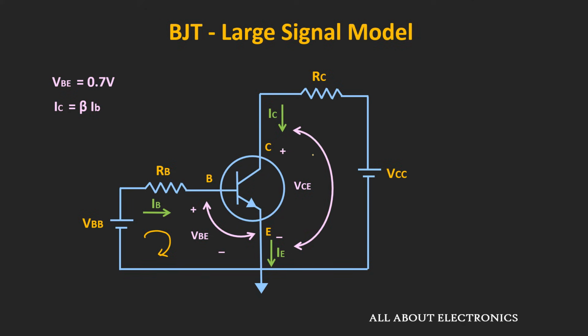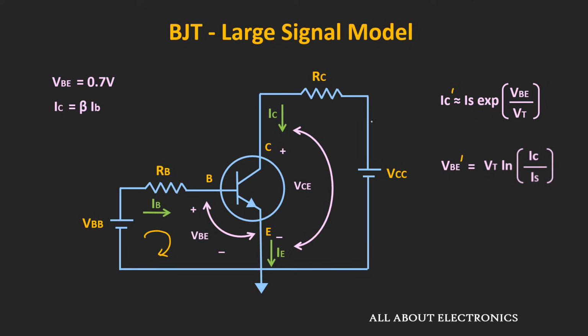For example, let's say using this approximation, we have already found the value of the collector current. Now if we put the value of this collector current in this expression, then from this we can find the value of the voltage VBE. Let's say this voltage VBE is equal to VBE dash. Now using this new value of VBE dash, once again we can find the value of the base current as well as the collector current. Let's say the new value of the collector current is equal to IC dash.